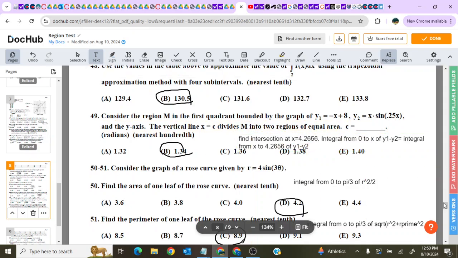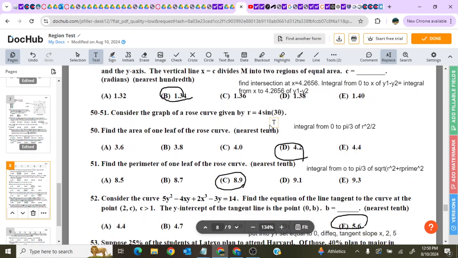50 to 51, consider this graph. Find the area of one leaf of the rose petal. Area of a polar equation is the integral from your two bounds. The bounds of a leaf is going to be pi over this number right here. So integral from 0 to pi over 3 of r squared over 2. I can't prove why that is a thing, but that's just how it works. So this equation squared divided by 2, and you get an area of 4.2.